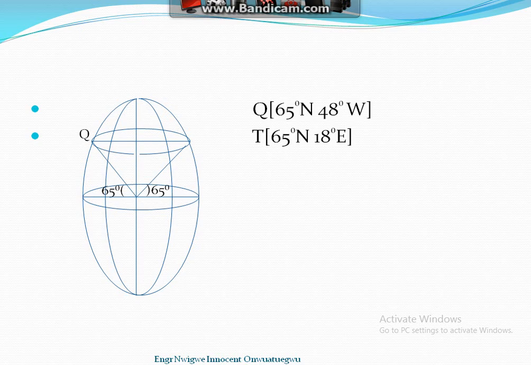Then for T, since we have latitude 65 degrees north, we use our protractor to measure out 65 degrees from the equator. Then we draw a straight line. We are now on the small circle. We locate the point 18 degrees east. We now mark the point. That's the location of point T.